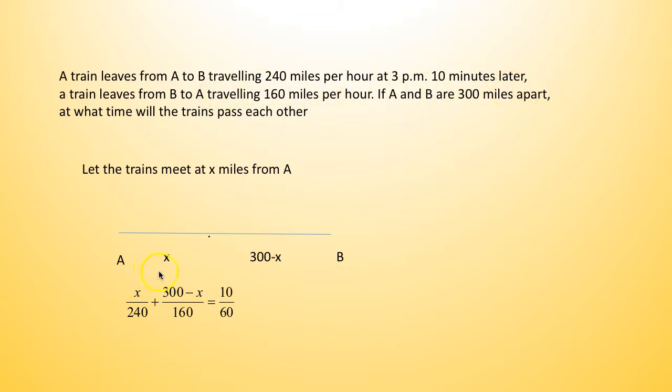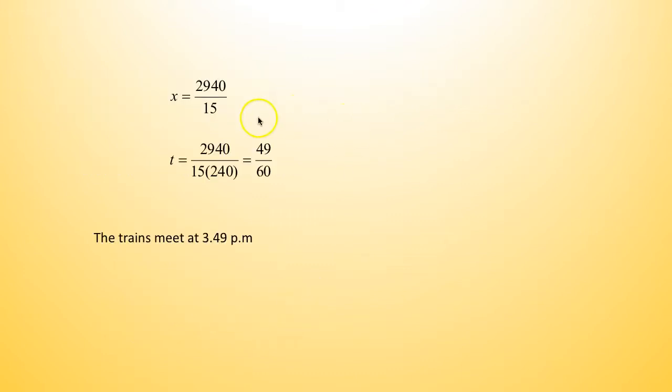So when the trains are moving towards each other, we get the equation as x by 240 minus 10 by 60, converting 10 minutes to hours, equals 300 minus x by 160. So we get the equation x by 240 plus 300 minus x by 160 is 10 by 60. Simplifying, we get x as 2940 by 15.